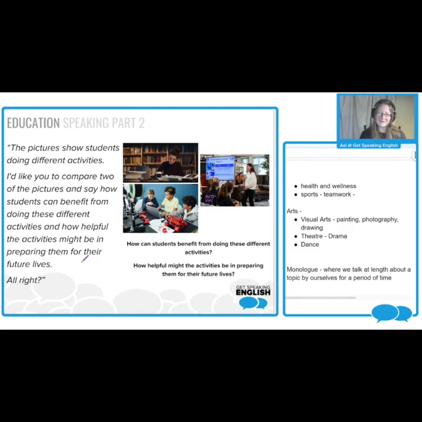Okay, so the examiner will give you the photos, and there's not a lot of time here. You don't have a lot of time to look at the photos. And they basically summarize what's the information on the sheet. So here, for example, today we're going to look at some photos of students doing different activities. Okay, we're going to compare 2 of the photos, so 2 out of the 3. And for this, we're going to say, how can students benefit from doing these activities, and how helpful might the activities be in preparing them for their future lives? Okay, so they'll say that.